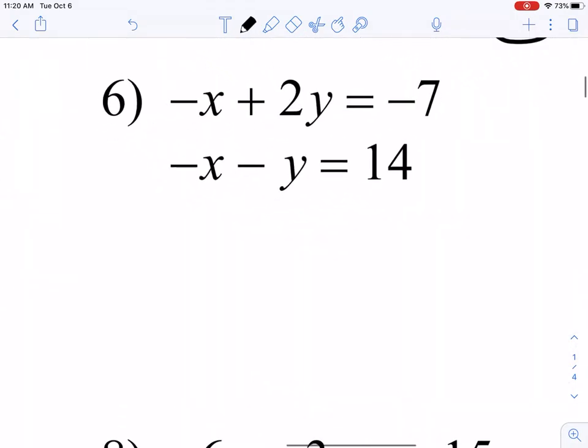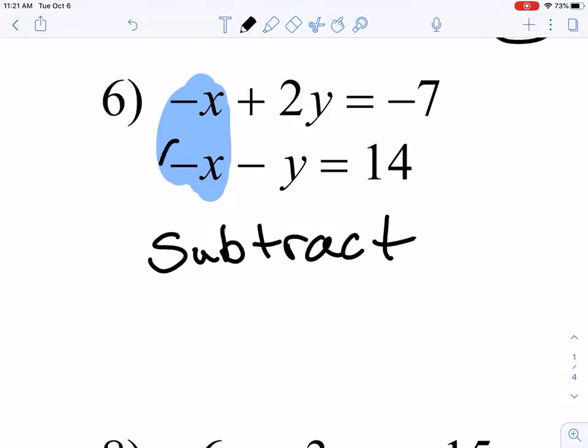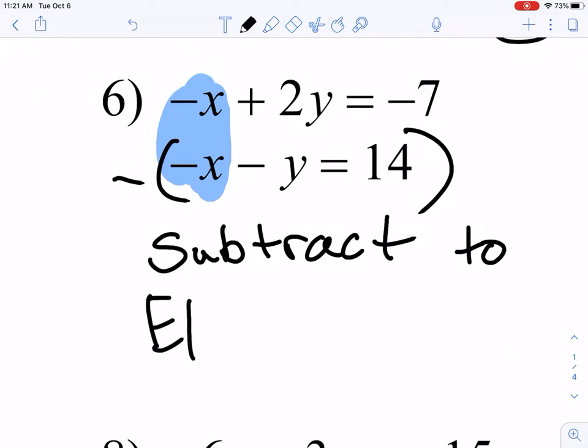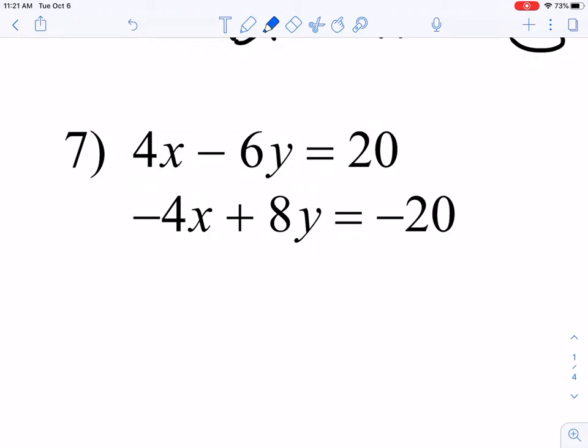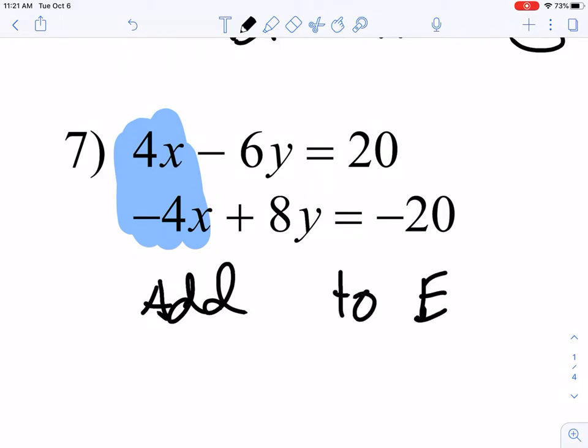Number 6, I have common x's. They have the same sign, so I would need to subtract because subtraction would change my sign to make it the opposite. So subtract to eliminate, and that would get rid of our x's. For this one, it looks like we have the same number here, and I'm looking at my sign. I don't need to change anything, so I can just add these two equations together, and that would eliminate x.